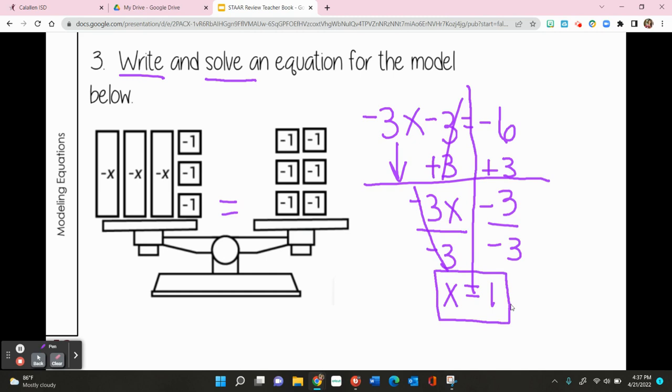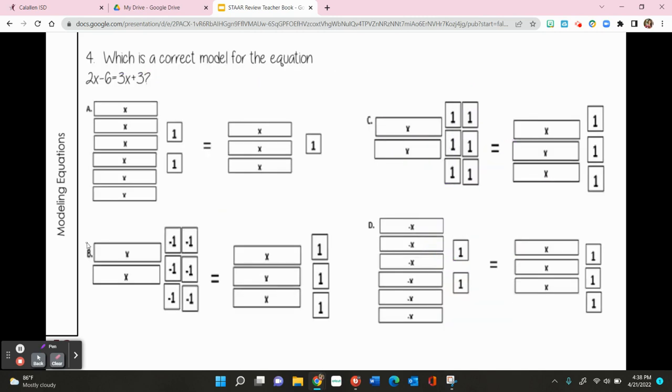Okay, now let's look at number 4. For number 4, it says, which is a correct model for the equation 2x minus 6 equals 3x plus 3. The first thing I see is that on the left side, I should have 2x minus 6. So I should essentially have 2 x's on the left side of my equal sign. I can automatically eliminate a because I have 6 x's, and I can automatically eliminate d because I have negative 6 x's. So now we're left between b and c, and we're going to write the equations that are modeled on each image.